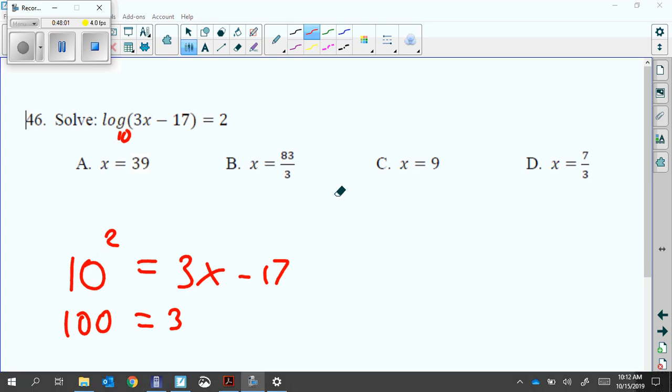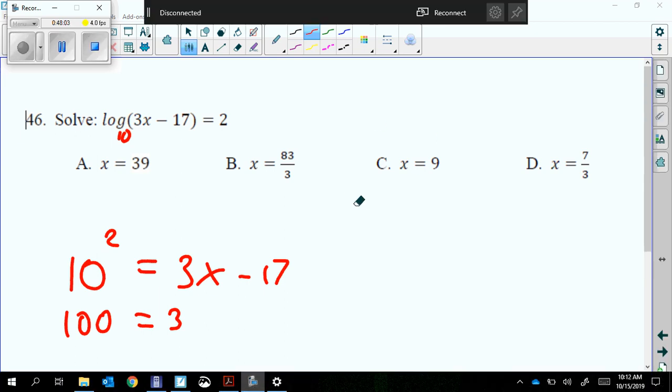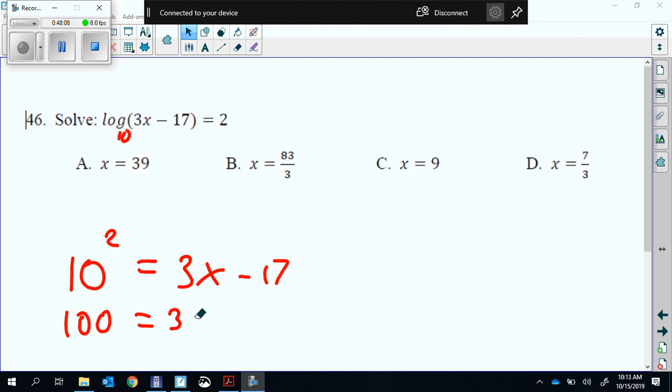So finishing this off, we have to add 17. So that's 3x equals 117. Divide by 3. You get x equals 39. That's A.